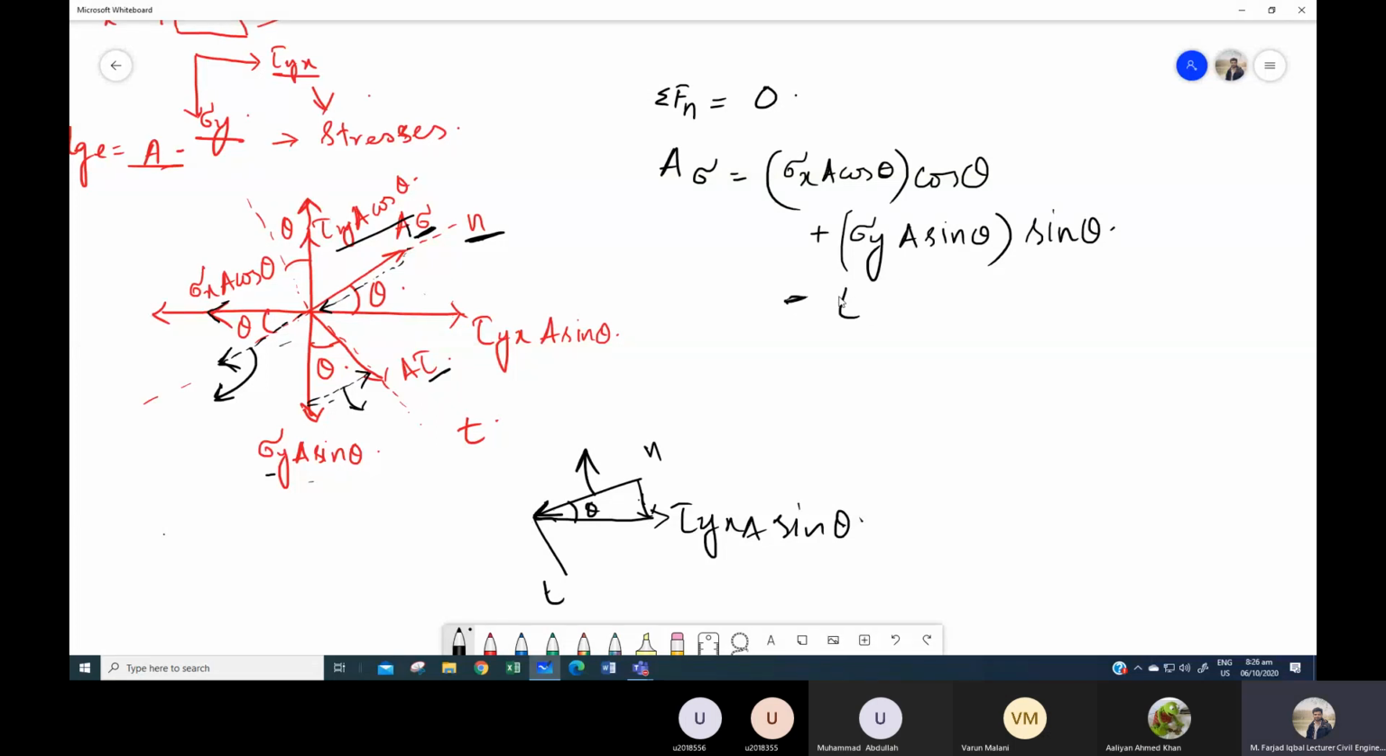Can I say that it would be minus tau yx a sine of theta, and this is obviously the cos component. This one would be the sine component and this one would be the cos component, right? So any confusion about this one?